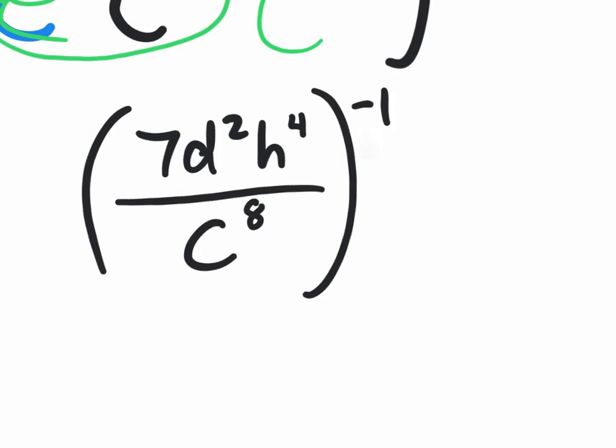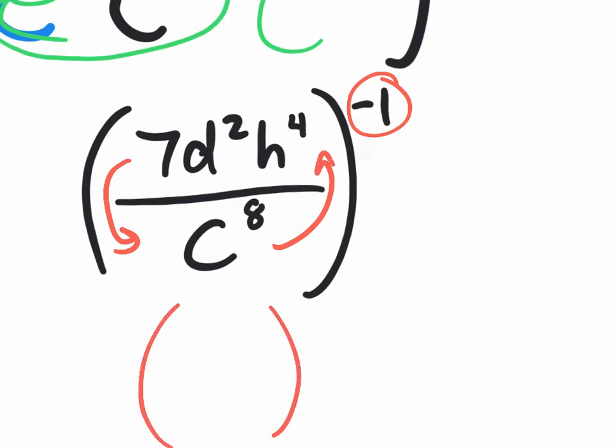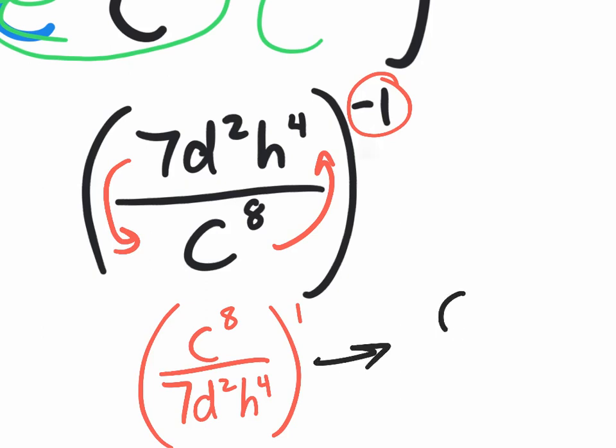Make this -1, make it a +1, but by moving the numerator to the denominator and the denominator to the numerator. So if I did do that, I'd have the new fraction c to the 8th over 7d squared h to the 4th, and that becomes a +1 power. Now the +1 power doesn't change anything. So that's your actual answer. Your answer is c to the 8th over 7d squared h to the 4th.